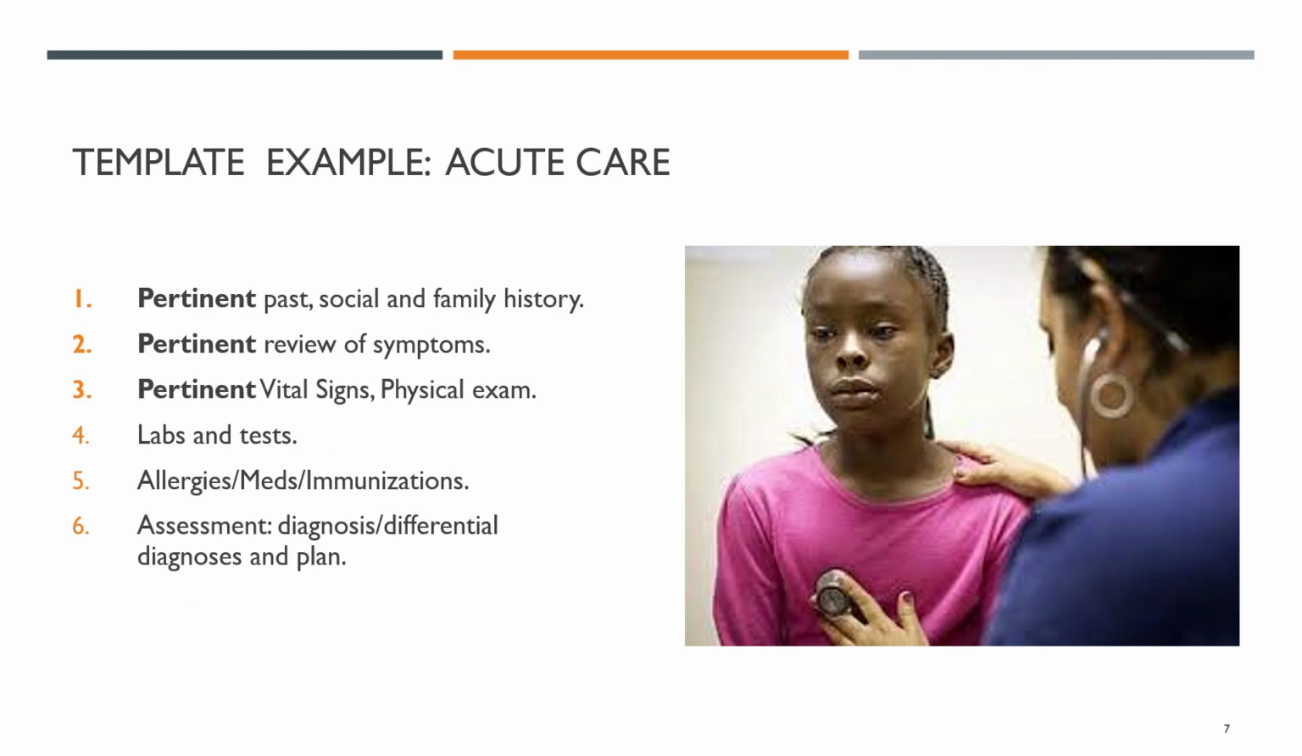And finally, when you are reporting to your preceptor, you want to give them those pertinent past social and family history, pertinent review of symptoms, pertinent vital signs, pertinent findings on the physical exams. If there's any labs or tests, then you want to give those abnormal results. Of course, you're going to include allergies, medications, immunization status if relevant, and then you want to present a possible differential diagnosis and management plan to your preceptor.